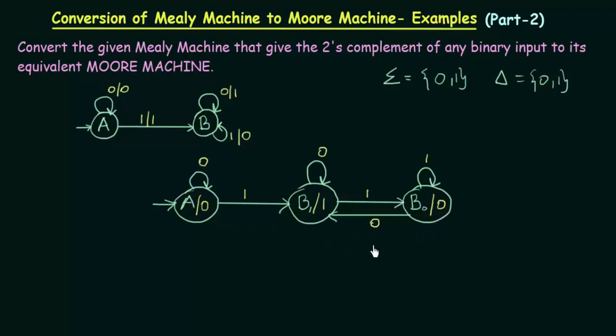So now we have completed the Moore machine. So this is the Moore machine for the given Mealy machine. Now let us just see if this is working. So for that, let us take an example.